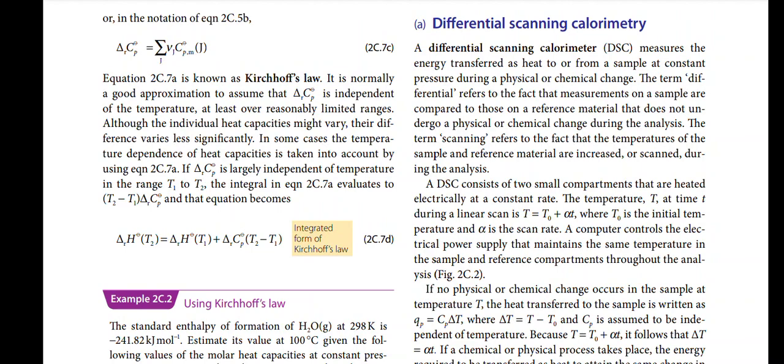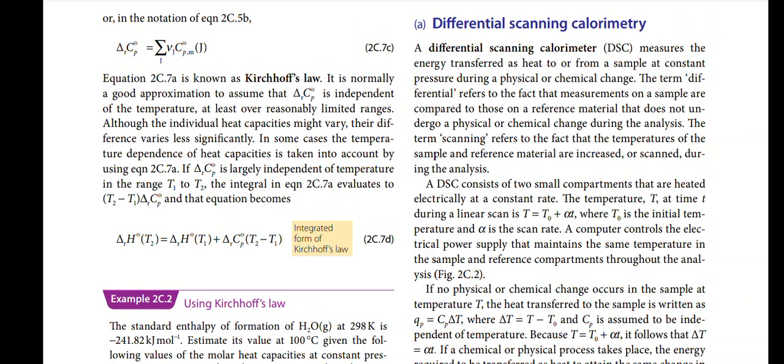A DSC consists of two small compartments that are heated electrically at a constant rate. The temperature T at time t during a linear scan is T = T0 + αt, where T0 is the initial temperature and α is the scan rate. A computer controls the electrical power supply that maintains the same temperature in the sample and reference compartments throughout the analysis.